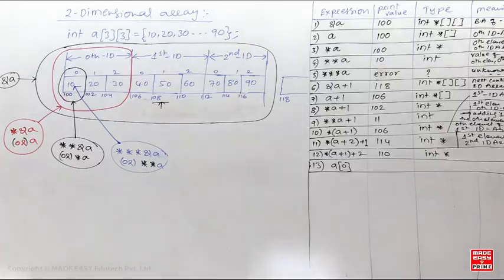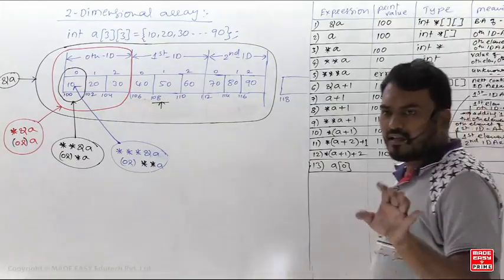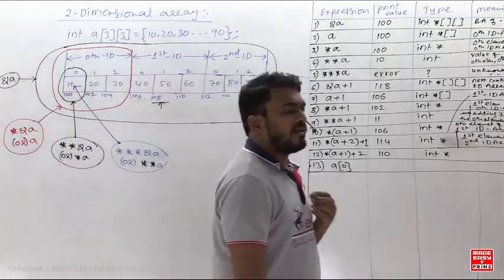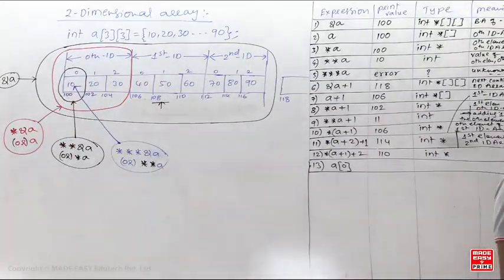A of 0, completely right. What is the type? What is the print value? First, write the print value, type and meaning only in one line. Don't write one by one. Try to type everything only in a single line in the chat box.